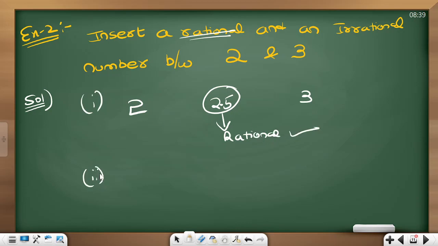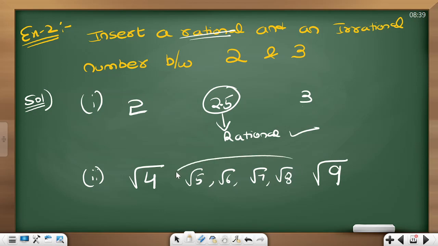Now what we need to insert is an irrational number. So 2 can be written as root 4, 3 can be written as root 9. So in between, not one irrational number, you can put root 5, root 6, root 7, root 8. Any one of these can be your answer because they are not perfect squares. So these are all irrational numbers. Anything you can insert as an irrational number. Clear?